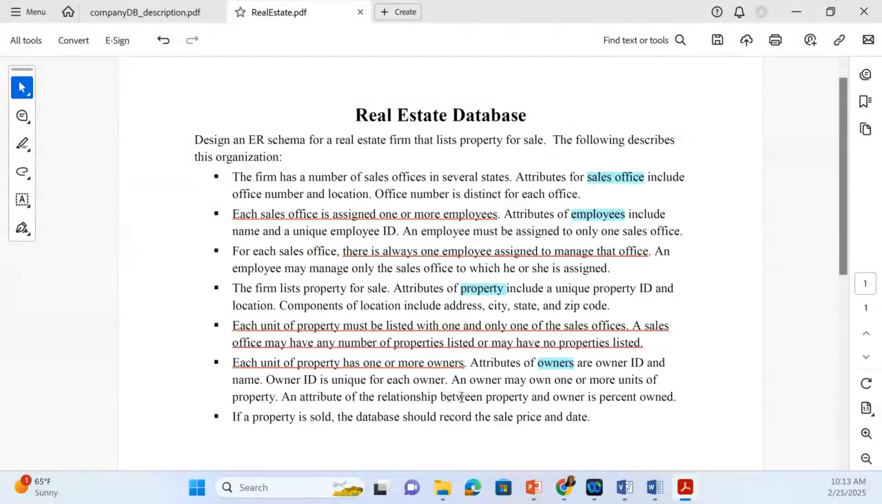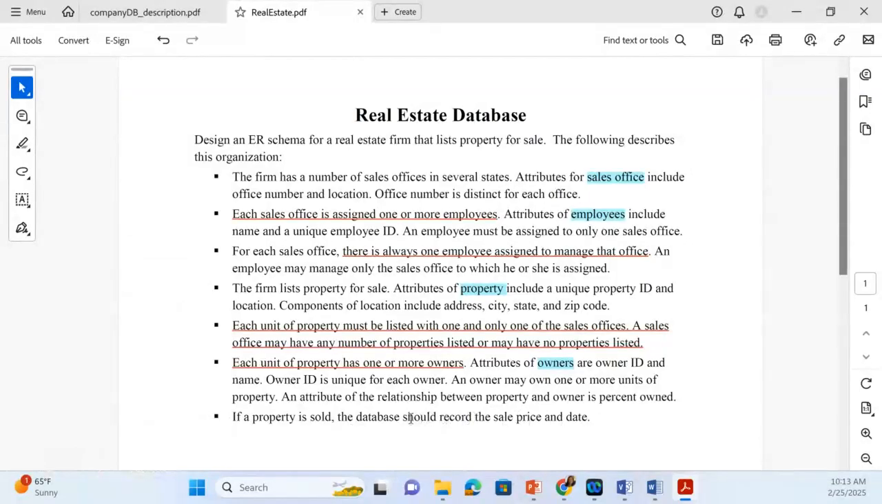The attribute of the relationship between property and owner is percent owned. Okay, so that really indicates that for the relationship between the property and the owner, there is an attribute to describe that relationship type, indicating what percentage of the ownership an owner has on a specific property.